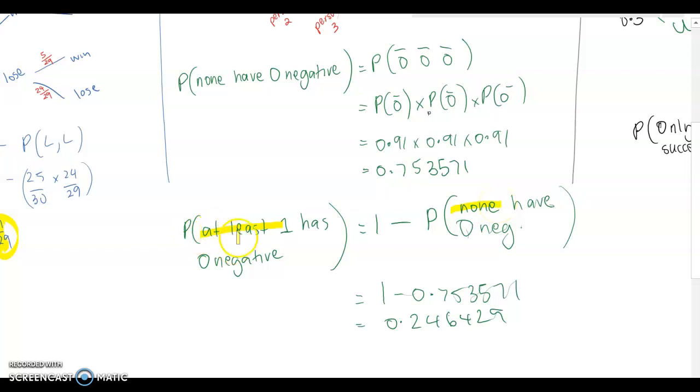So the probability that we have at least one being O negative is going to be 1 minus the probability that none are O negative. Now, the probability that none are O negative was our first question, so it's 1 minus that one. And that gives us our answer there.